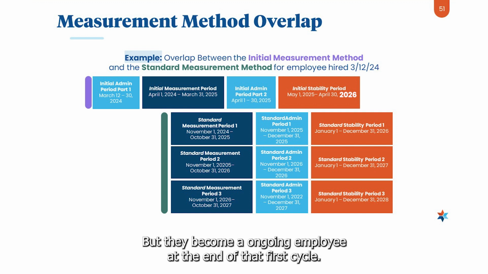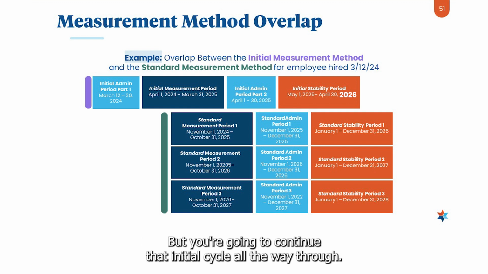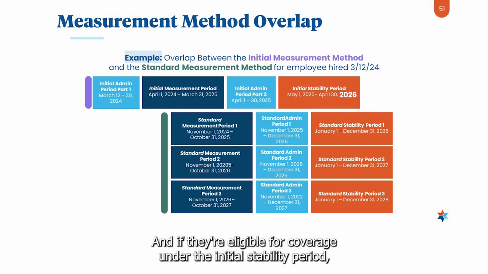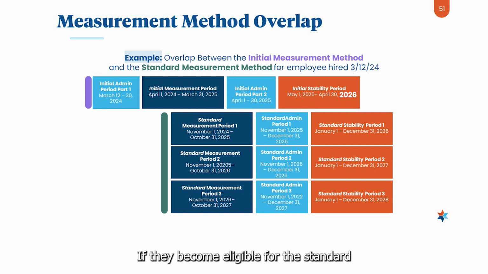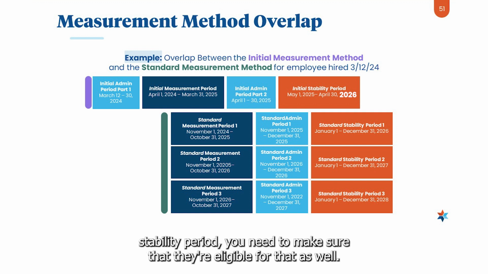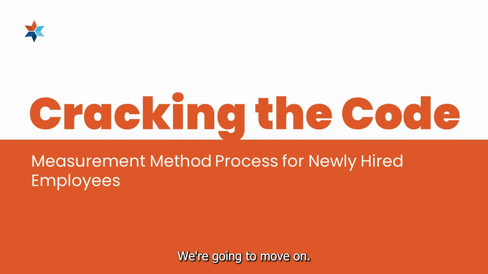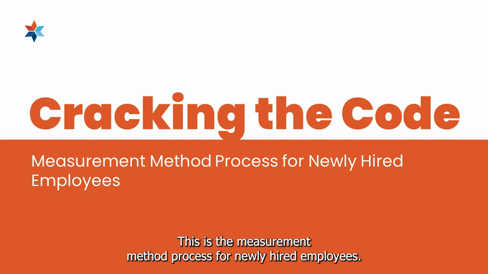But they become an ongoing employee at the end of that first cycle, but you're going to continue that initial cycle all the way through. And if they're eligible for coverage under the initial stability period, you need to make sure that they are offered that for the full 12 months. If they become eligible for the standard stability period, you need to make sure that they're eligible for that as well. We're going to move on. This is the measurement method process for newly hired employees.